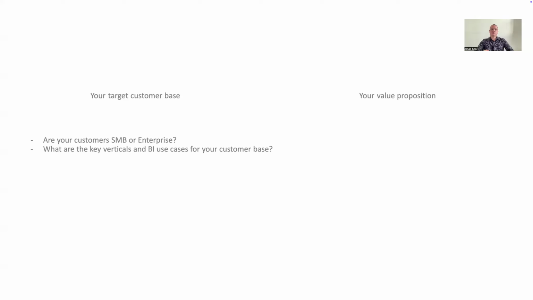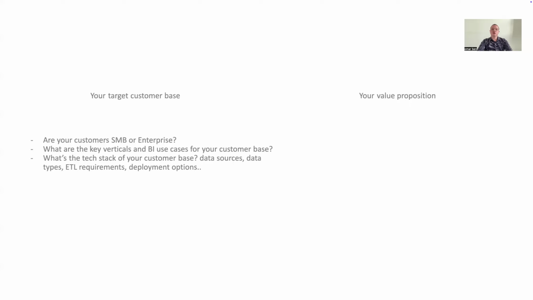You also need to take a look at the key verticals and the BI use cases for your customer base. So it's very important to tag the BI software sale to a specific use case and to push the solution in terms of business and in terms of the way it's going to add value to the business.